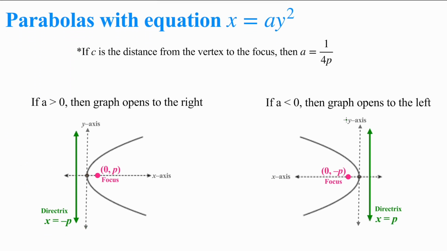If the graph is opening to the right or to the left, then it is going to be the equation x equals some constant times y squared. So it will be x equals if it is opening to the right or to the left. P is still the same P as before. And it opens to the right if A is positive, greater than 0. And it is going to the left if A is negative, less than 0.